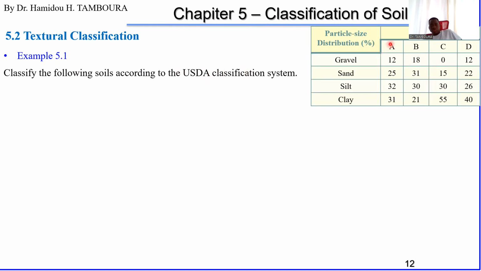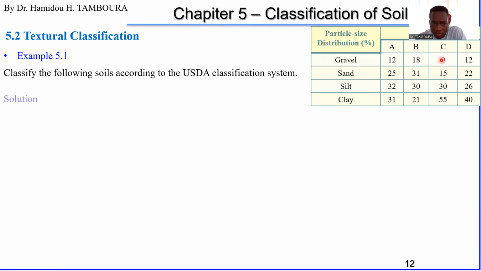So as you can see, soil A, B, and D, these 3 soils, they have gravel. And as we mentioned before, the classification doesn't take care of the gravel percentage. In that case, you have to make correction. However, for the C soil, you don't need to correct anything because C soil doesn't have gravel, 0%.